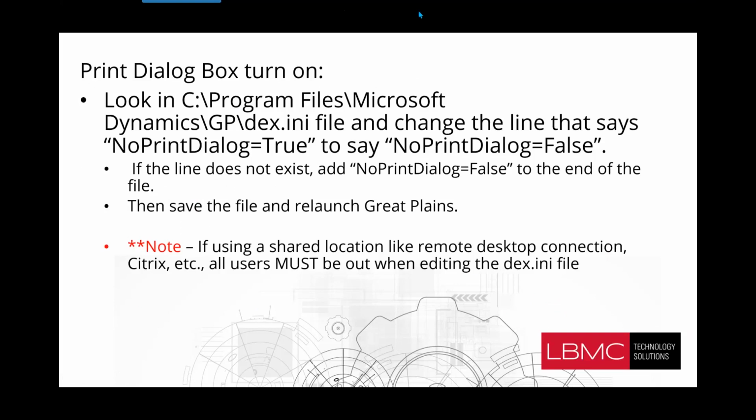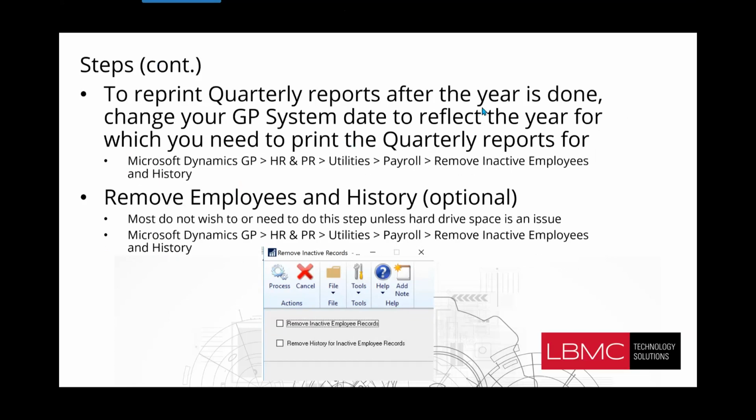Okay, here we go. To reprint the quarterly reports after the year is done, change your GP system date to reflect the year for which you need to print the quarterly reports. And you're going to go to the same place we went earlier.